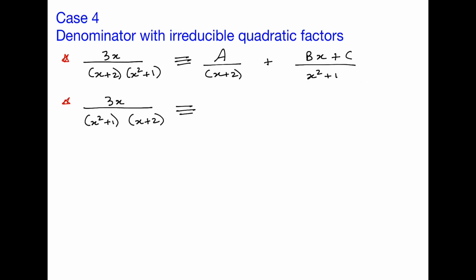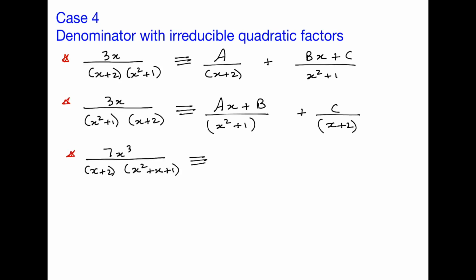It doesn't make a difference whether I put x squared plus 1 first or x plus 2 first. The standard result for this equation will be (Ax plus B) over (x squared plus 1) plus C over (x plus 2). These both are examples of proper fraction, but irreducible quadratic factor could also be improper.